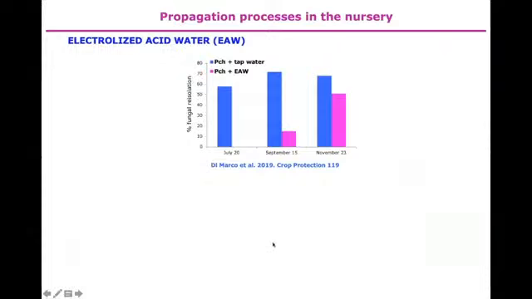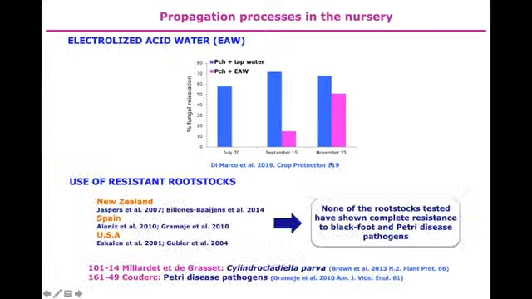Other alternatives could be the use of electrolyzed acid water. This is produced by electrolysis of pure water containing sodium or potassium chloride. This method is characterized by low pH, high oxidation reduction potential, and an increased concentration of free chlorine. Researchers demonstrated that it's effective to reduce Phaeomoniella chlamydospora infections in Italian nurseries.